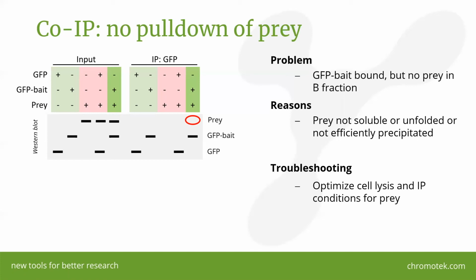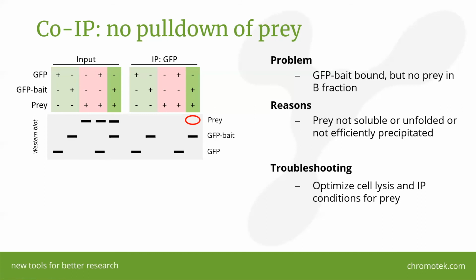So the solution is you have to optimize the conditions for prey. You have to test different cell lysis buffers and binding buffers. You should also consider whether there is really an interaction between bait and prey. It's also possible that if you use a bait protein with a tag, the tag interferes with or prohibits the interaction. So that's really tricky, but really focus on whether the expression of prey and everything is okay.